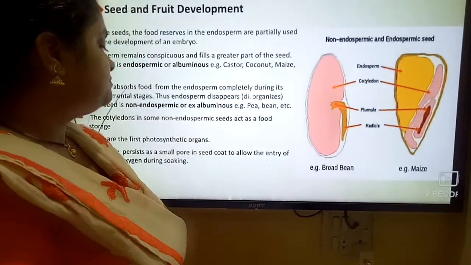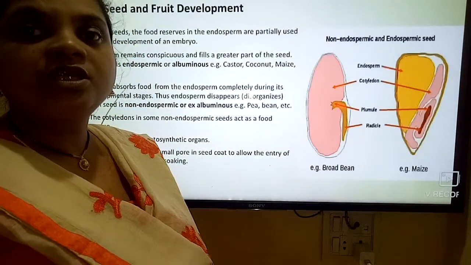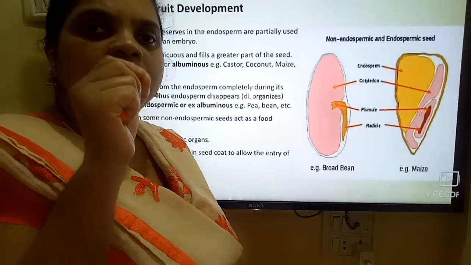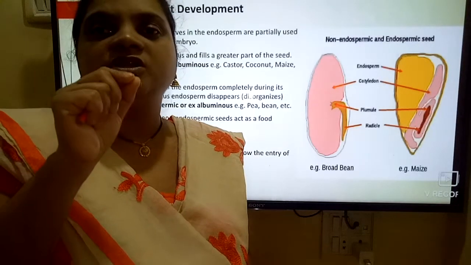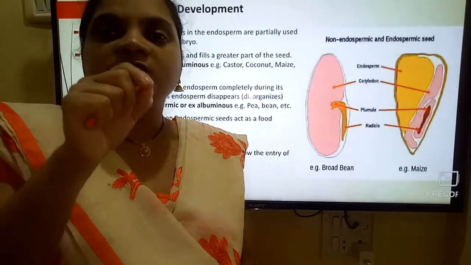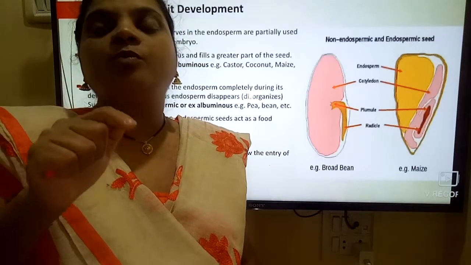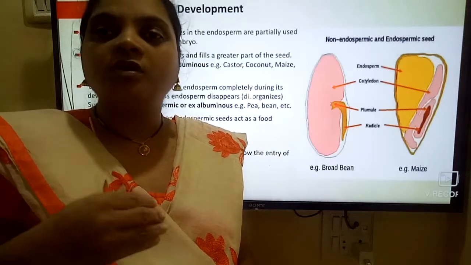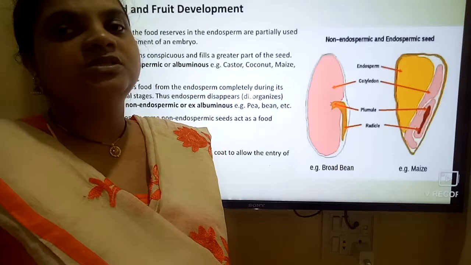Now here is a micropyle, which also persists in the seed coat and appears like a small pore-like structure. That small pore-like structure is the micropyle, which is present in the seed coat. This micropyle allows the entry of water and oxygen during the soaking of the seed.